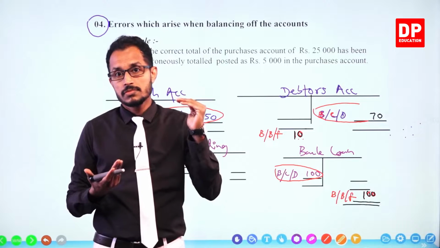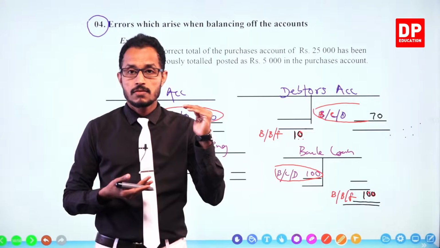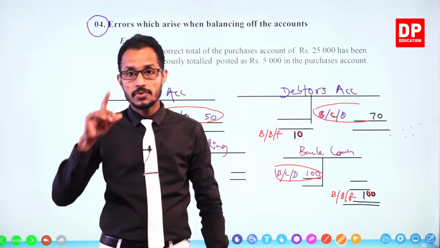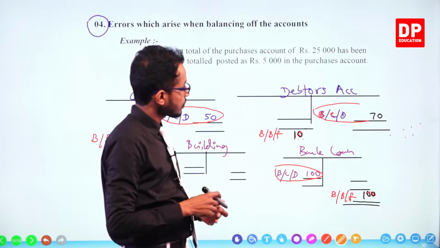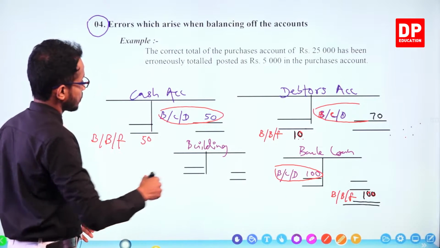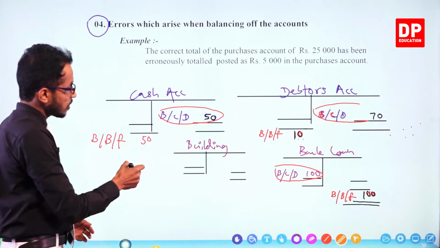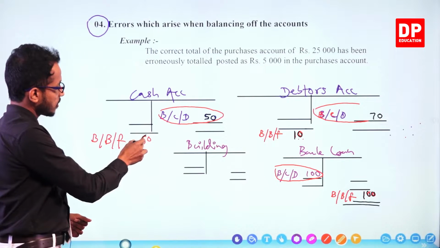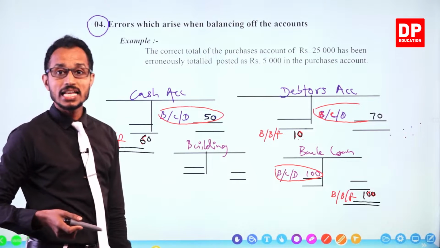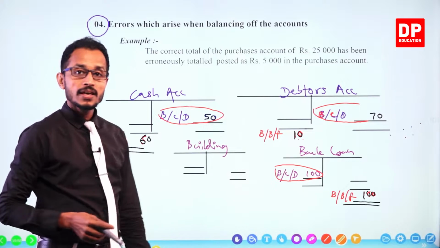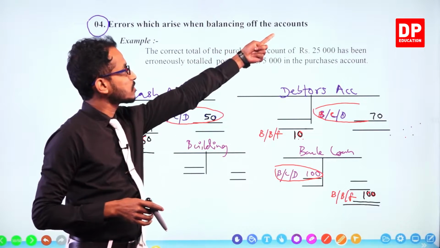You know, these things could happen. Of course, surely, these things could happen. Let's say if the real balance is 50, here the bookkeeper has entered 60 as the balance brought forward to the trial balance. These are the errors which can occur when balancing the accounts.